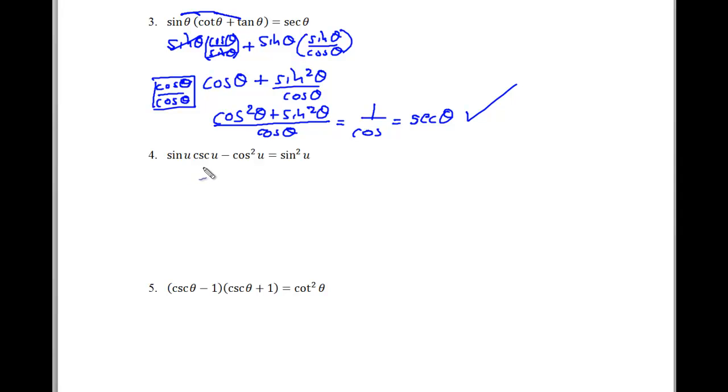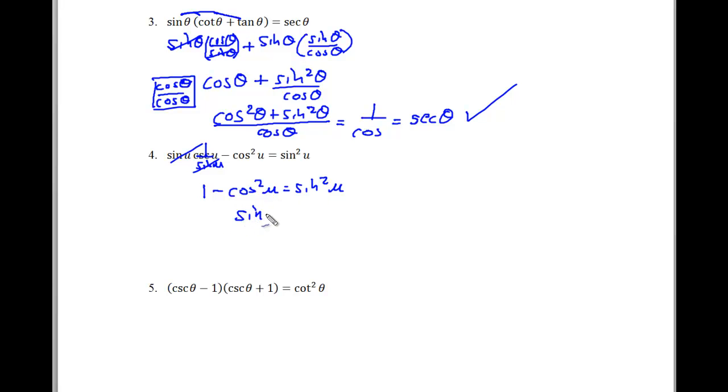In problem 4, this really isn't as bad as you might think it is, because one of the interesting tricks is that if you have sine of u times cosecant of u, sine and cosecant are reciprocal functions, which means that cosecant can be rewritten as 1 over sine of u. So sine of u times 1 over sine of u, the sines simplify, so I get 1 minus cosine squared u equals sine squared u, which is an equivalent expression.